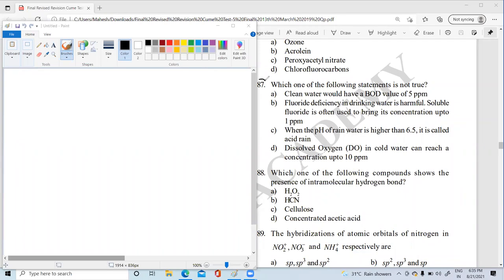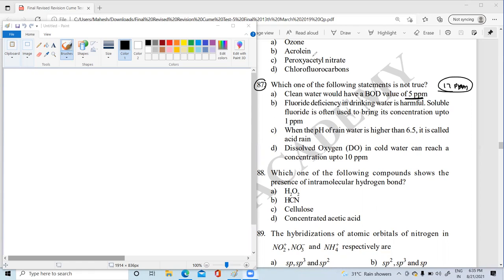Next, students, question number 87. Which one of the following statements is not true? Clean water has a BOD value of 5 ppm. Yes, correct, students, only if it is more than 17 ppm is it more polluted, we can tell. So this is a correct statement. Fluoride deficiency in drinking water is harmful. Correct. Soluble fluoride is often used to bring its concentration up to 1 ppm. So this also is correct.